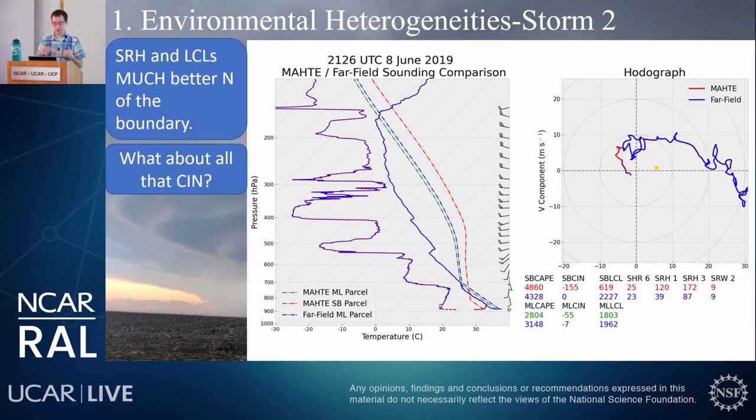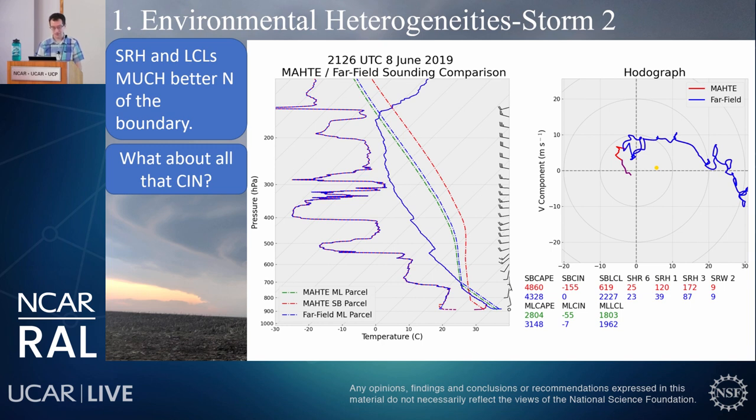So looking at our kind of Franken-sounding here, we've got in blue the just raw far-field sounding. And in red, you can kind of see it a bit here, this is the far-field sounding with the UAS data grafted on below 850 millibars. So you have this area right near the surface where it's much more moist and a good bit colder. So you have more CAPE, but also a lot more CIN with a surface-based parcel. And more intriguingly, if we look at the red and purple here, you've got a decent bit more low-level turning in the hodograph. So a decent bit more low-level SRH in that outflow environment than in the ambient environment here.